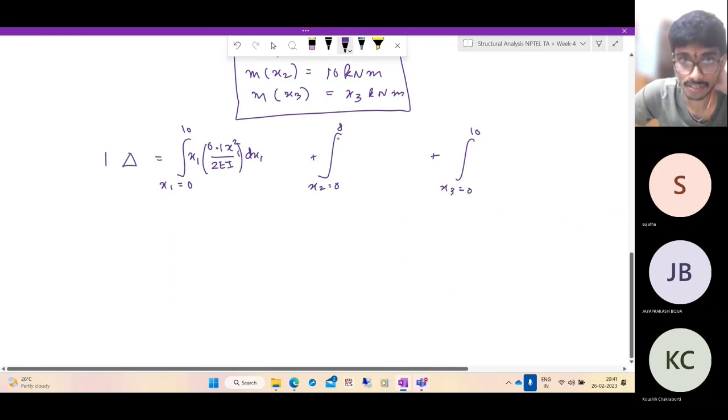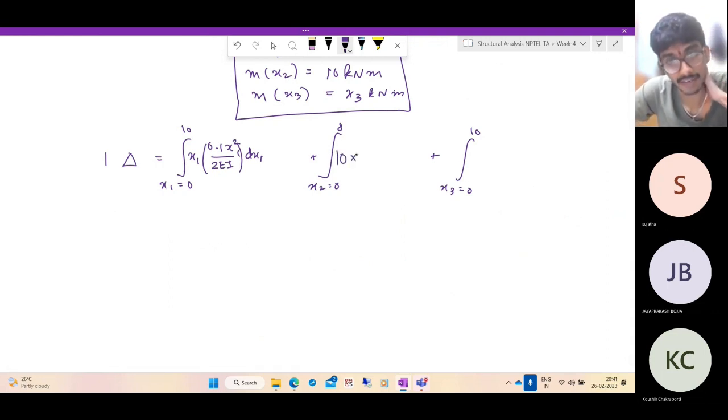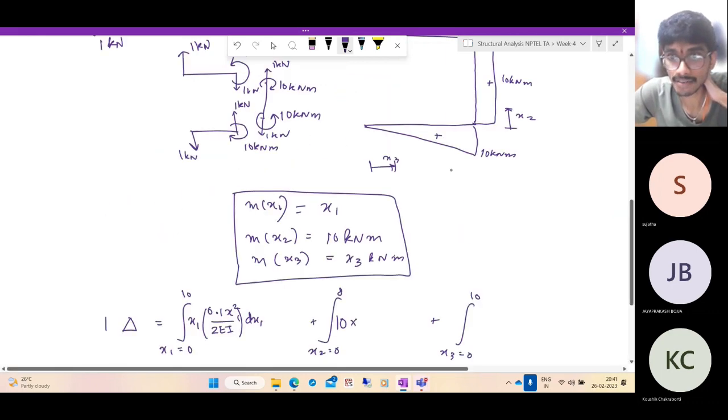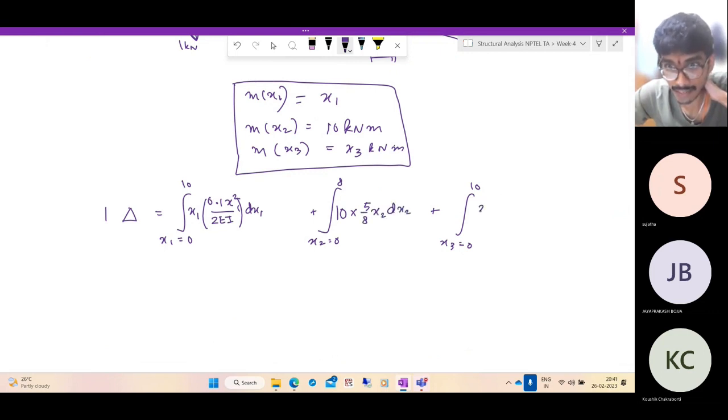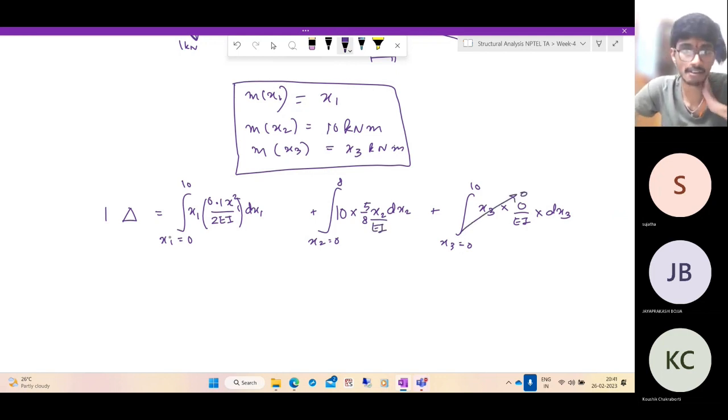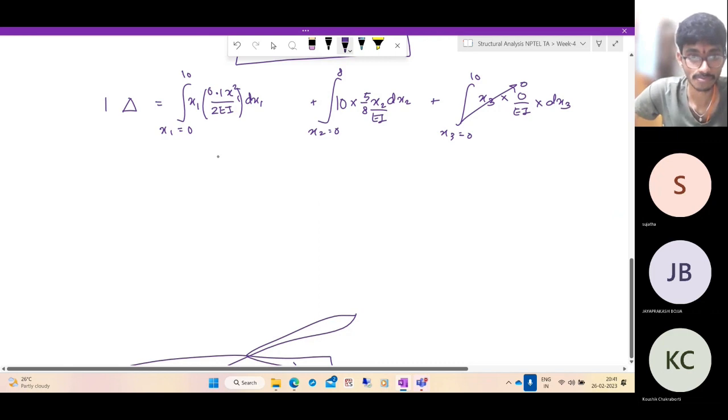And in the second thing, the virtual bending moment is 10. Real bending moment is 5 by 8 x2 dx2. Third one, the virtual bending moment is x3. Real rotation is 0 by EI dx3. This is not going to contribute. We don't need that. We'll only consider these two terms. So what are they?